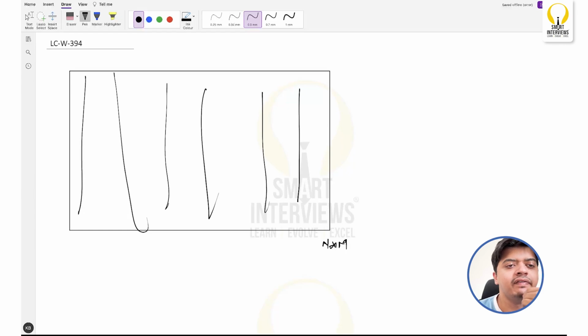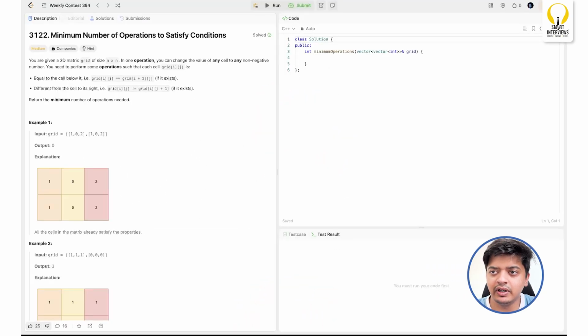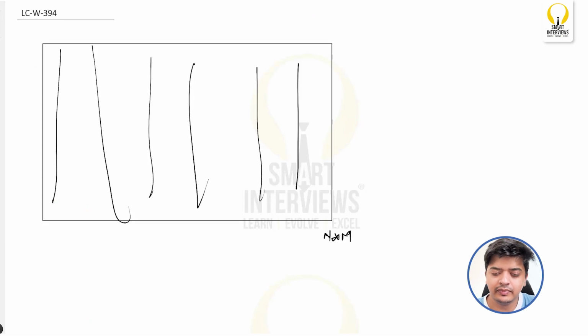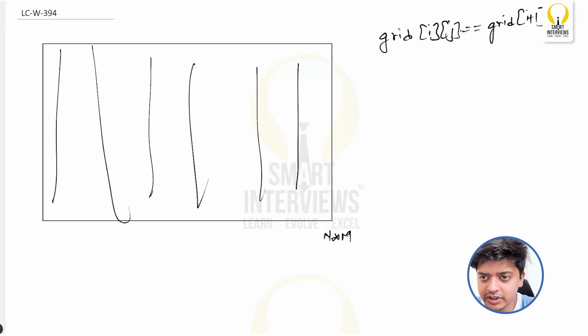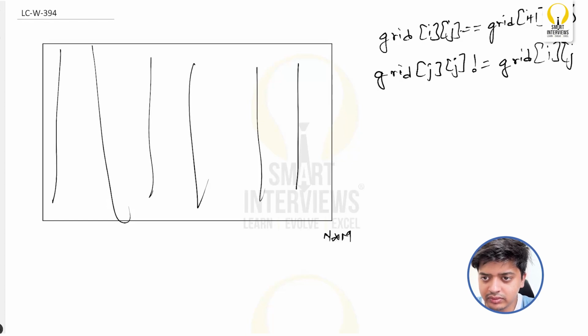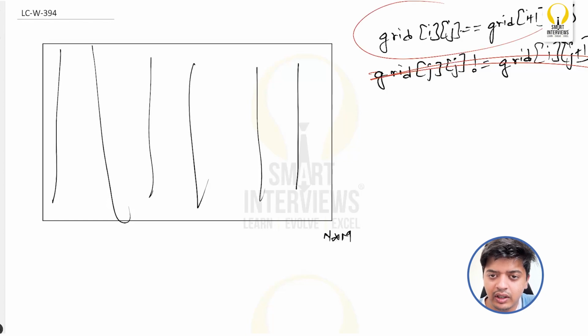Okay, so if I want the minimum number of operations, let's go back to the problem. And what are the conditions that you have here? The conditions that you have here are grid ij should be equal to grid i plus 1 j, and grid ij should not be equal to grid of i comma j plus 1. So let's write those two conditions over here. Grid of ij should be equal to grid of i plus 1 j, and grid of ij should not be equal to grid of i comma j plus 1. Okay, so let's ignore the second condition for now. If I ignore the second condition for now, how will I get the answer for the first?